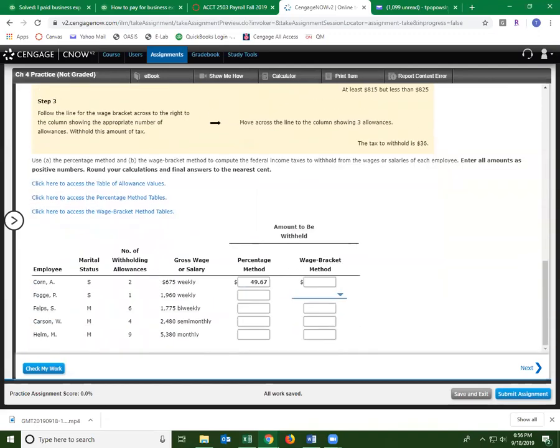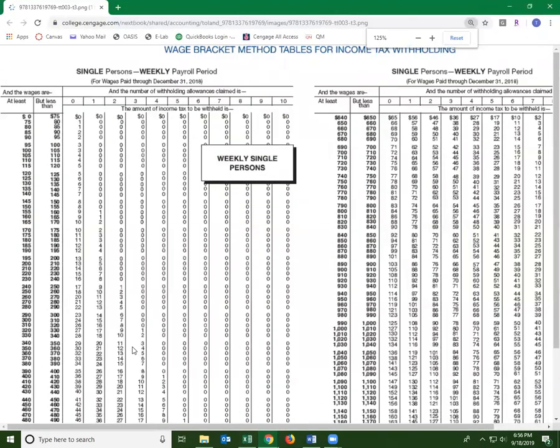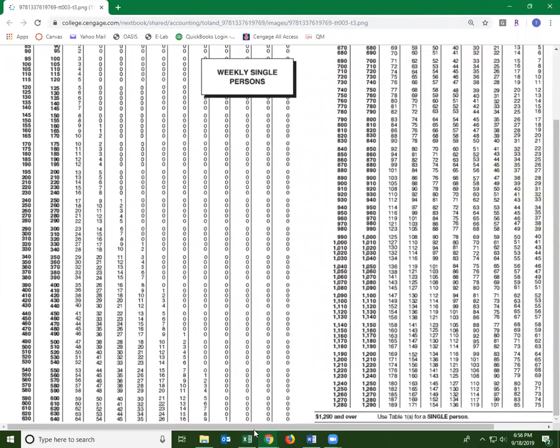With the wage bracket method, again, it's a little bit different. Here, again, we have a single person with 2 withholdings being paid weekly. So when I look on the wage bracket method, I have tables. And this person is single weekly, so I make sure I'm on the right table. Single person's paid weekly. And I need to look and see where the pay range falls.